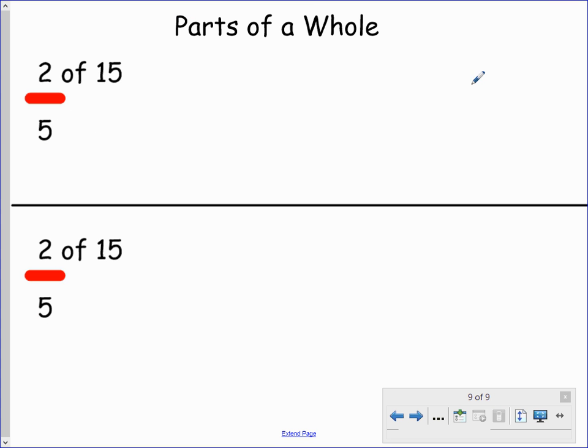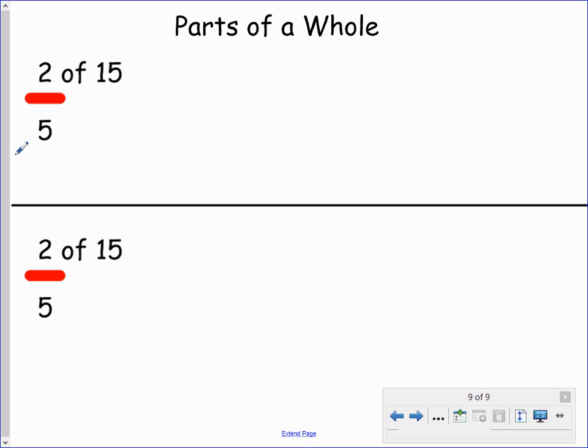Today I'm going to show you the two methods we're working on for finding parts of a whole with a fraction. Okay, so the first method is using a visual model. So I have 2/5 of 15. This problem is asking me, basically, if I have 15 apples, let's say, and someone says, I only need 2/5 of them, I'm trying to figure out, well, how many apples is that? How many apples would I need to give them?